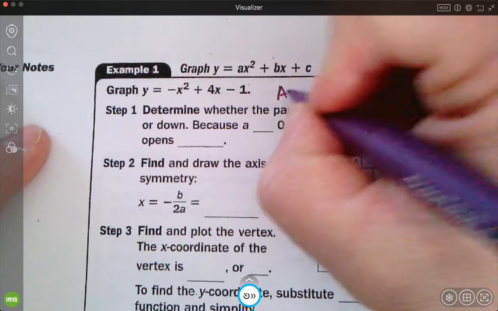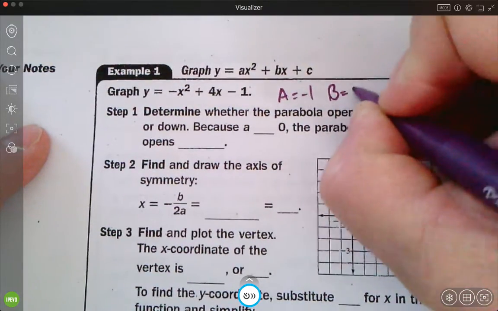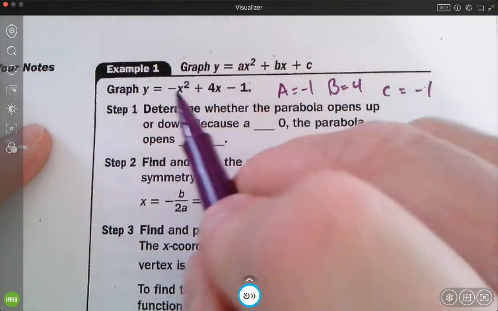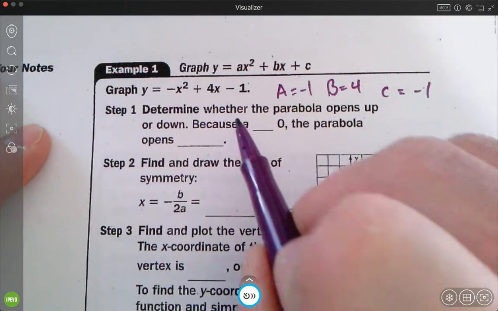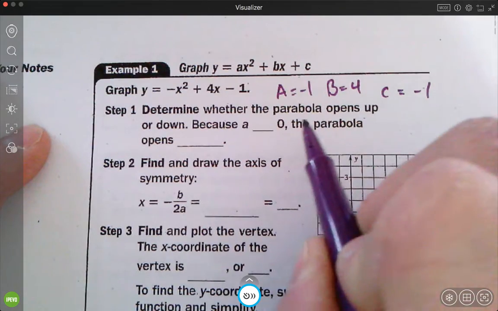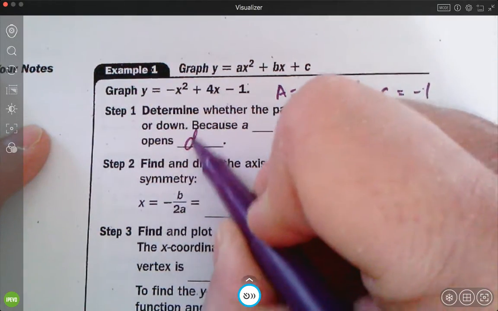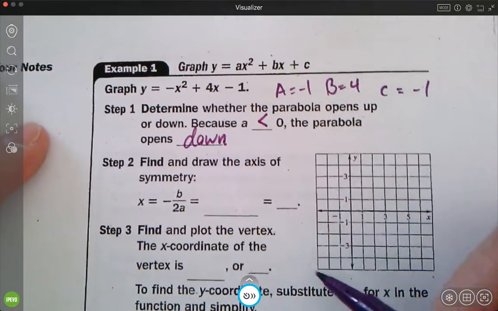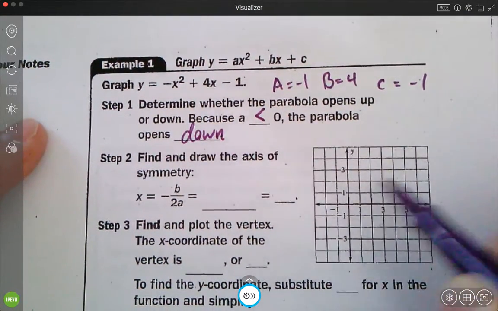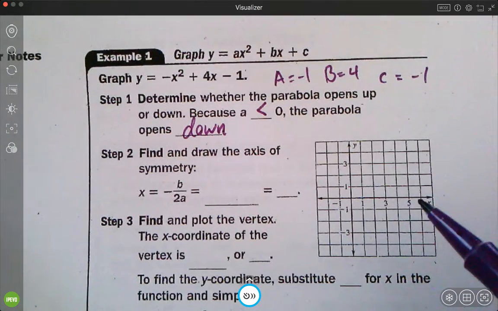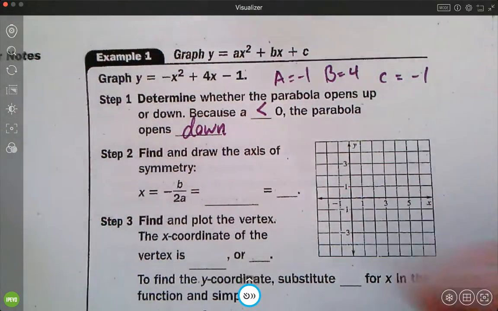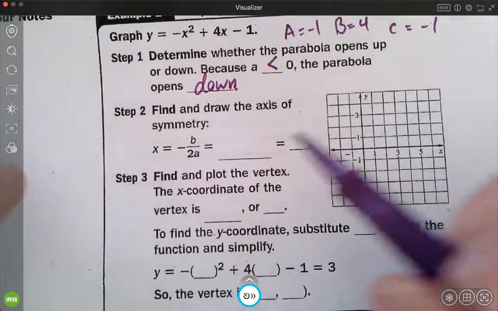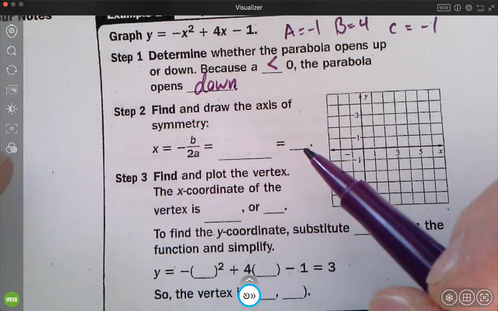So the a here is negative 1, the b is 4, and the c is negative 1. Automatically knowing this, I know that the parabola is going to open down because a is less than 0. So somewhere in this area I'm going to be opening down. That means I'm going to have a maximum vertex, because it's going to be at the top of the parabola facing down.